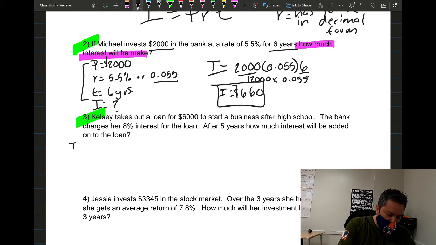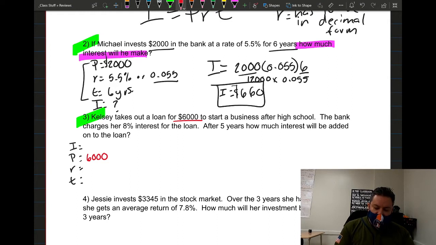Number 3, we're going to do something similar. We're going to label it I, P, R, T. Let's see what values we got. Okay, Kelsey takes out a loan. So this is my loan. The principal is going to be the loan, $6,000, to start a business after high school. The bank charges 8% interest. This is your rate, and I'm going to write it as a decimal right away. Just move 2 places to the left. After 5 years, that's the time.